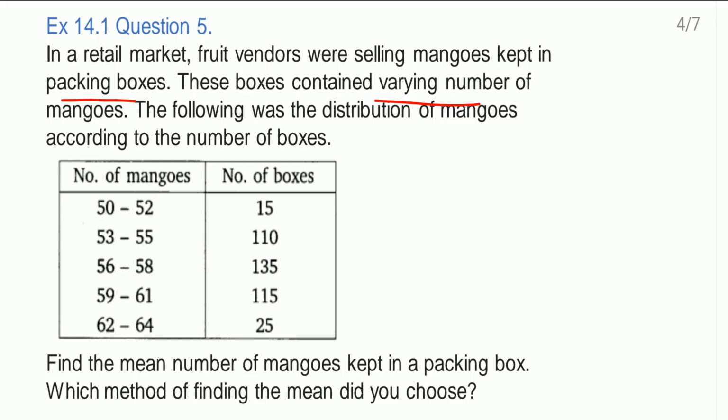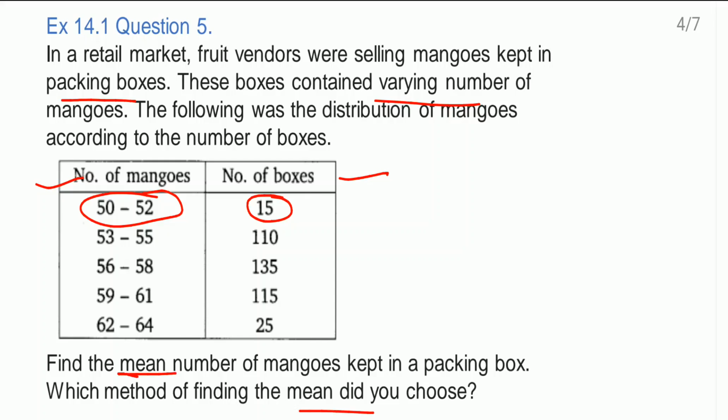In the first column they have given number of mangoes, and in the second column number of boxes. It means that 50 to 52 mangoes are there in 15 boxes. Correct? Now what are they saying? One more thing. Find the mean number of mangoes kept in a packing box. That means we need to find out the mean. Which method of finding the mean did you use? That also they are asking us.